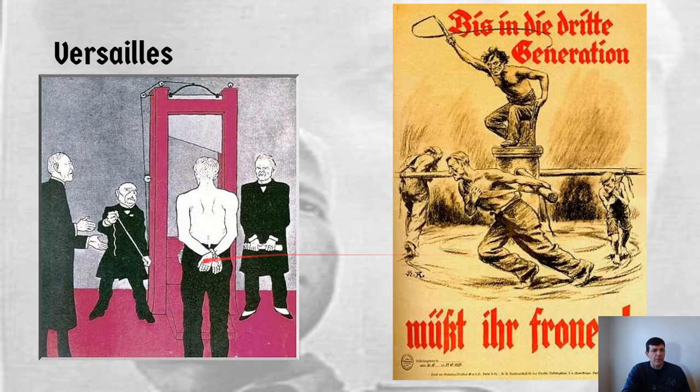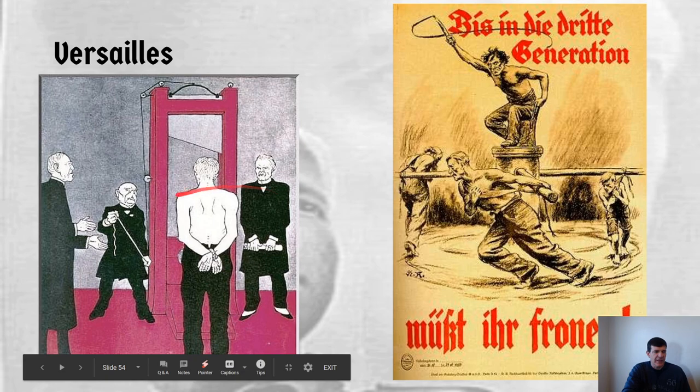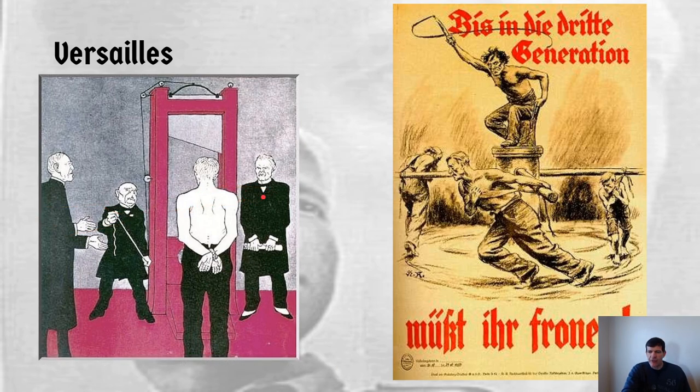This is a cartoon I showed you before, but it's a very classic one, showing Wilson, Lloyd George of Britain, and Clemenceau of France leading Germany to the gallows, and it's a guillotine. I find it interesting that it is Clemenceau, the French, and yes, Nazi Germany would use the guillotine to execute political prisoners.